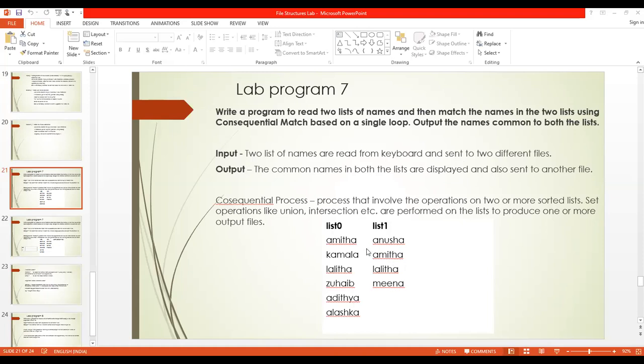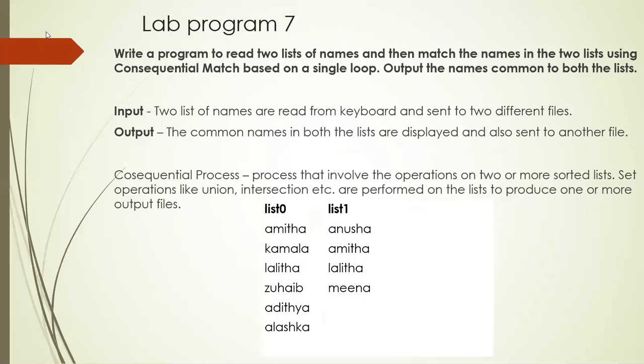Now the two lists of names can be given in any order. They are not in sorted order. So I take two lists of names. I read the first list. After reading the first list, it has to be sorted, so I call the sort function. It is sorted and stored in list 0, and this is sent to a file. This is the second list of names, which will again be sorted, and it will be sent to the second file. So, the first list of names and the second list of names.